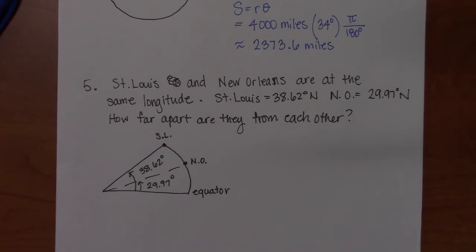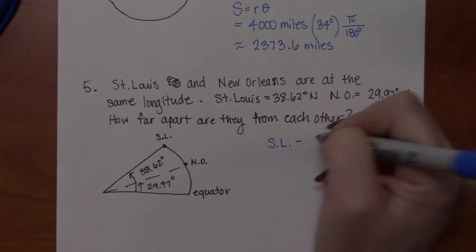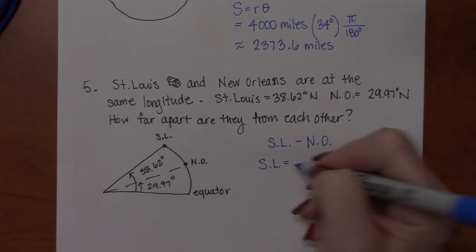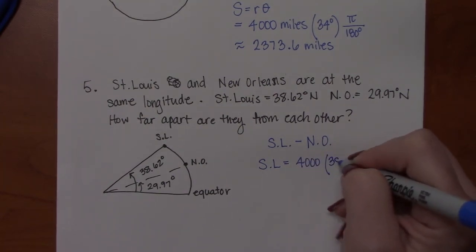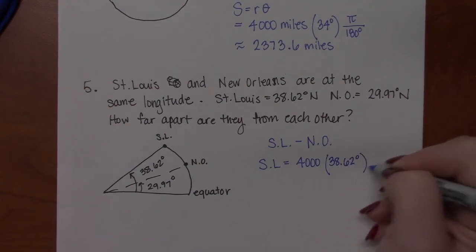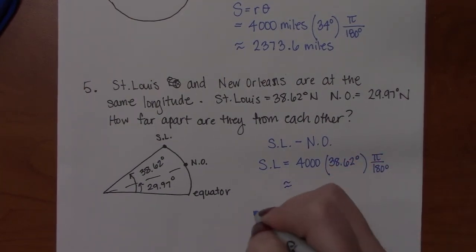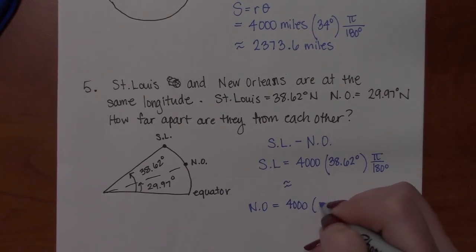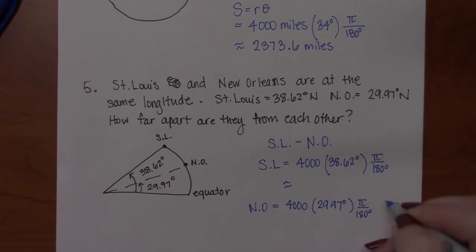So what we want to do here is St. Louis minus New Orleans. So St. Louis's distance to the equator is going to be R, which was 4,000 miles, times its angle measure, which was 38.62, and we have to convert that into radians. New Orleans is going to be 4,000 miles times its angle measure, and we need to convert that into radians.